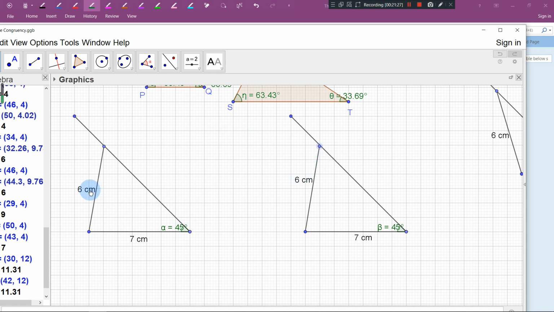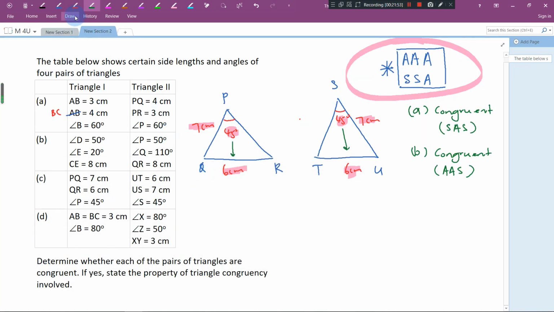Now, we only know that the corresponding side here has the same length, and this angle is the same size. But we don't have the area. We cannot determine whether they are congruent or not congruent, because if this is the case, then they are congruent. If this is the case, then they are not congruent, right? So for this part, we cannot determine whether they are congruent or not because we don't have the diagram and we don't have the information about their area. Just be more careful with the side, side, angle.